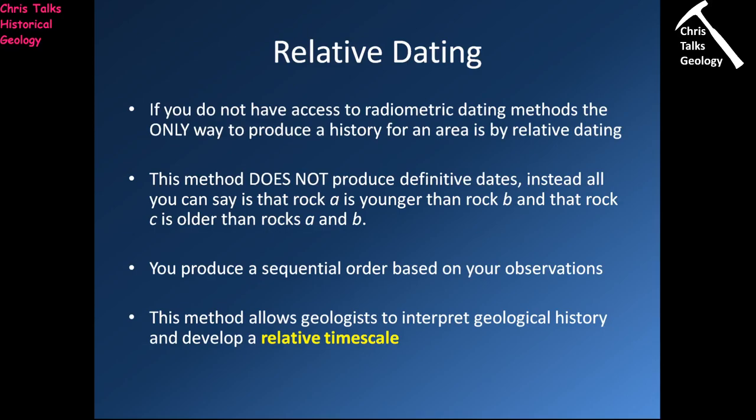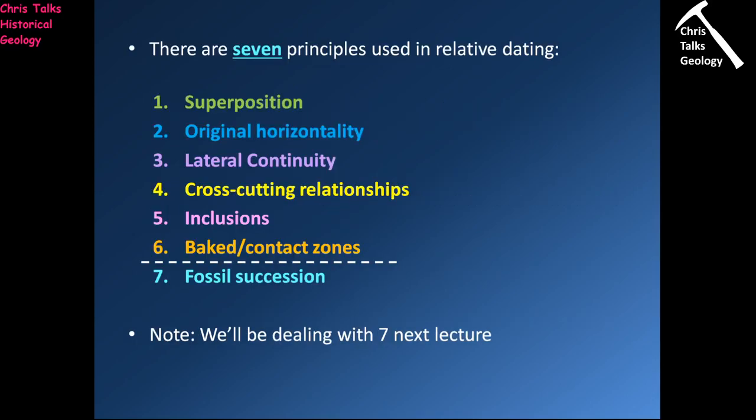So what you end up doing is you end up producing a sequential order on your observations. You come up with a chronological history of that rock sequence based on what you observe. So this method allows geologists to interpret geological history and develop the relative timescale, which is, to you and me, the geologic timescale.